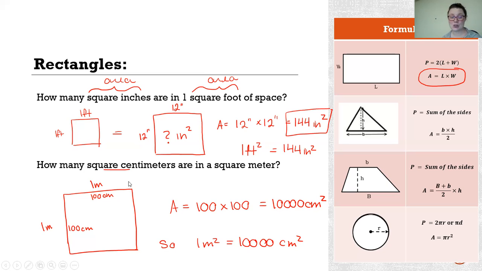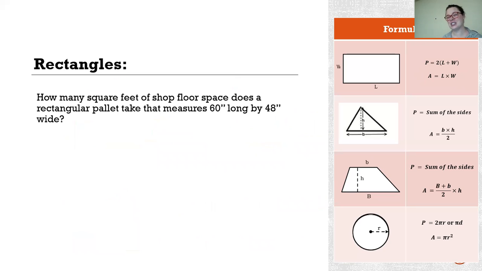Now, another way to do a conversion is just to change all of your units right at the beginning, just like I've done. All right, now let's do a question that doesn't make us do conversions right at the beginning. I shouldn't say it doesn't make us do conversions at the beginning. It kind of does. So how many square feet, so that means area, of floor space does a rectangular pallet take that measures 60 inches by 48 inches?